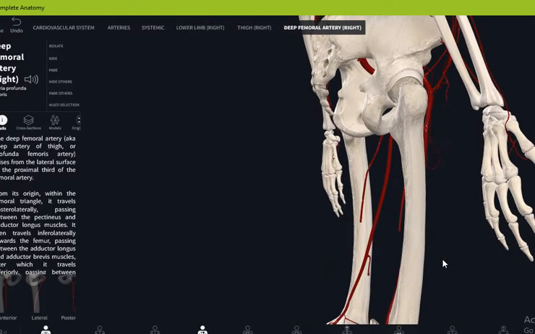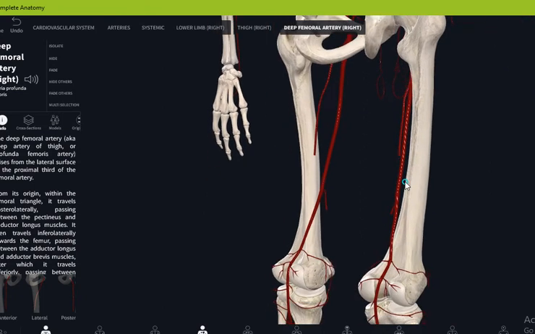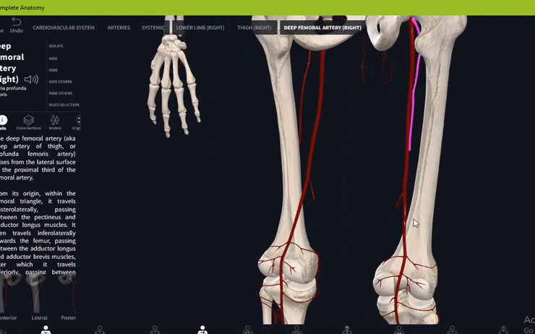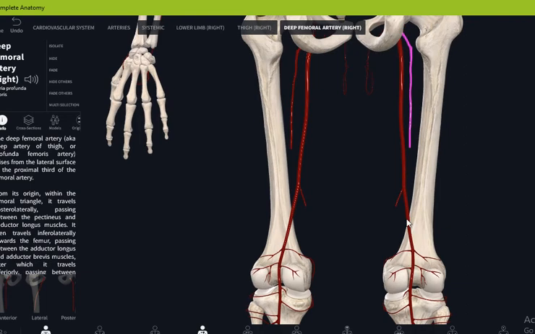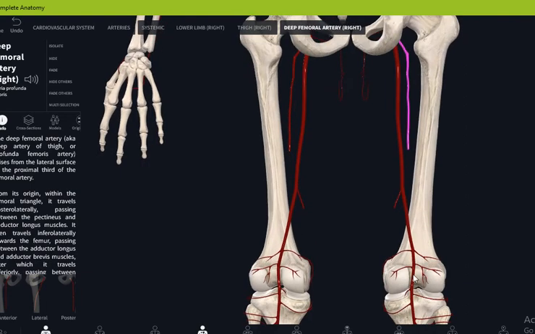Now going posteriorly, it's going to pass here at this position, into a hole formed by the adductor magnus. Between the lateral head of the adductor magnus and this other head of the adductor magnus, you have a hole called the adductor hiatus. That adductor hiatus is a point through which the femoral artery passes and presents itself into the popliteal fossa.